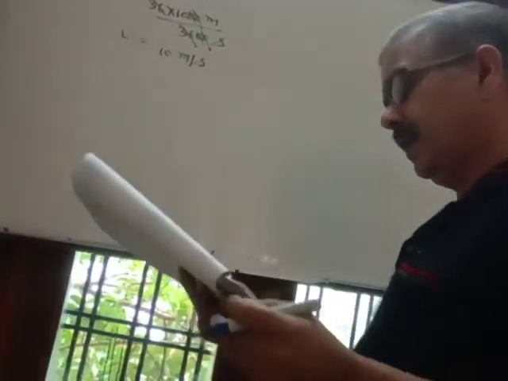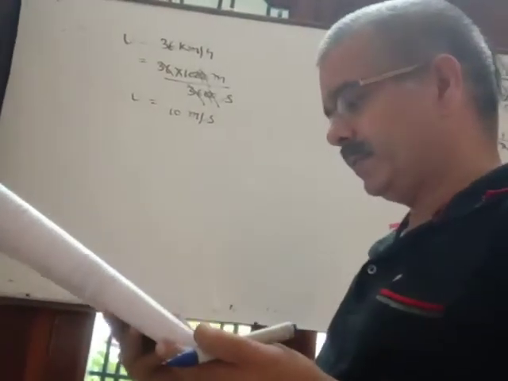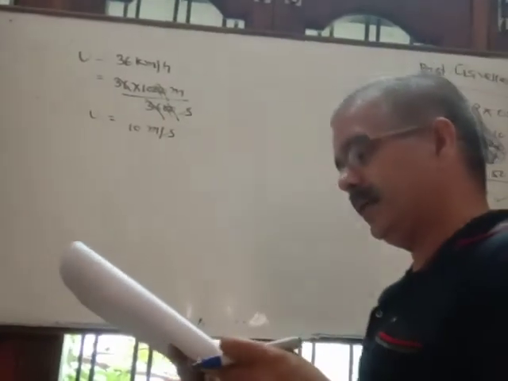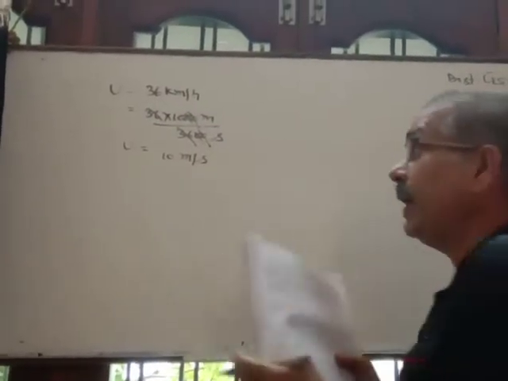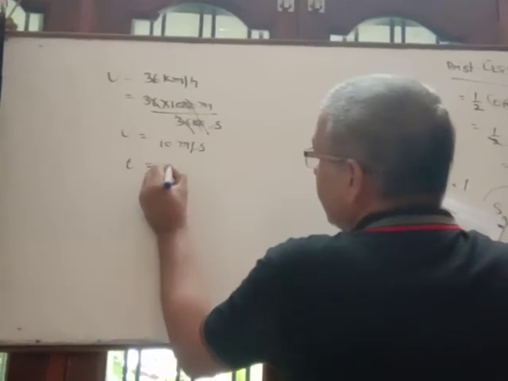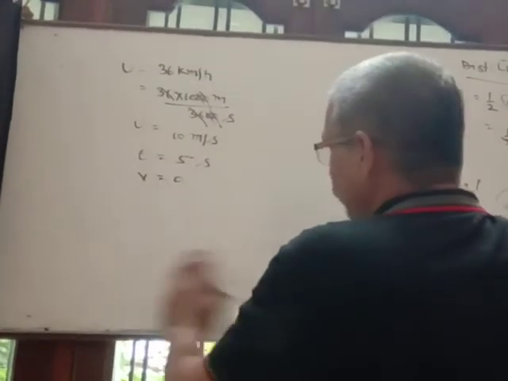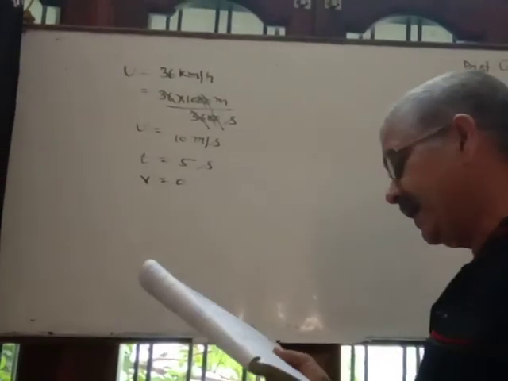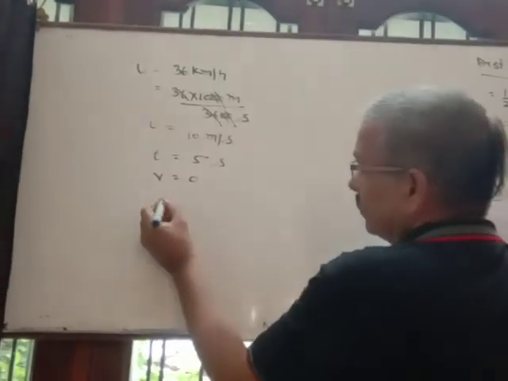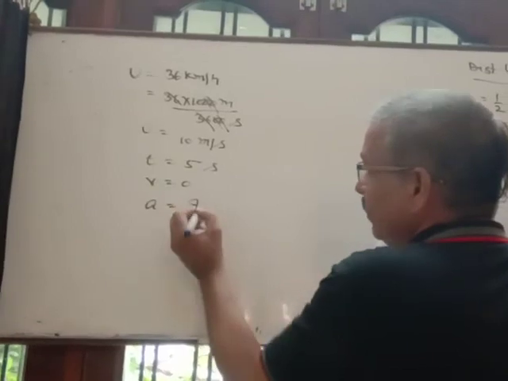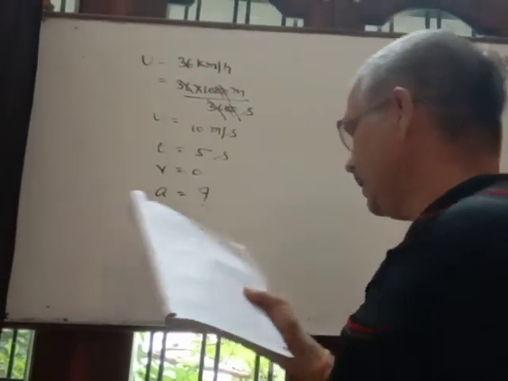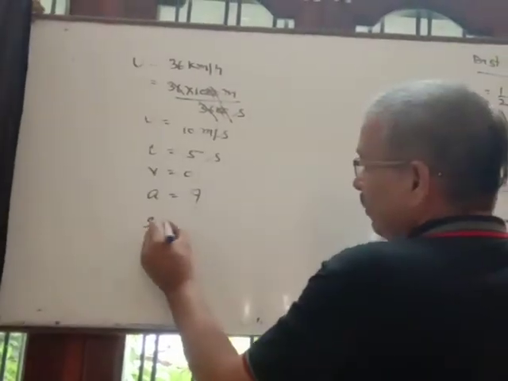Okay. The driver applies the brake and retards the car uniformly. The car is stopped in 5 seconds. T is equal to 5 seconds and final velocity becomes 0. Find retardation of the car, means negative acceleration. Distance traveled by the car before stop.